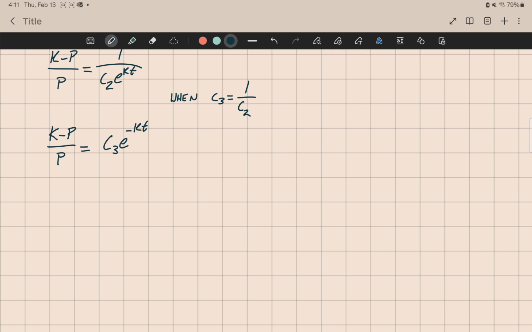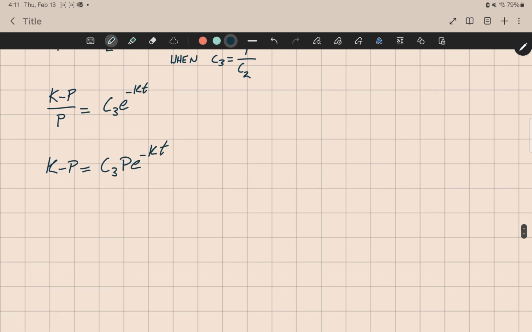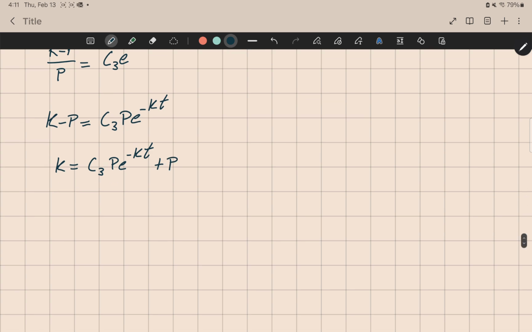And what I can do now is I can just multiply that p in the denominator over, so we end up with k minus p is equal to C3 p e to the negative kt. And now I will add the p over to the other side, and we end up with k is equal to C3 p e to the negative kt plus p.